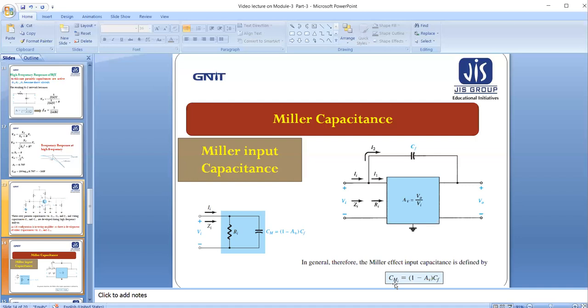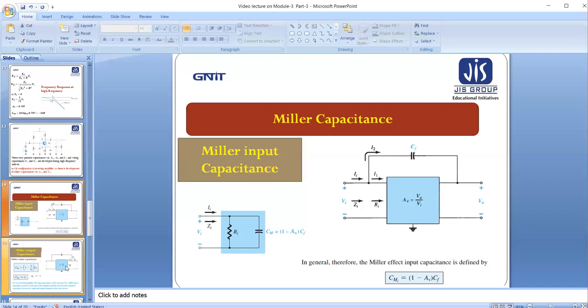That is not true. So when AV is given, always remember this is only applicable for an inverting amplifier. That means whatever the value of AV, always place a negative sign before it. It means that it is an inverting amplifier gain. So place that negative value in that position. Negative, negative, positive. So CMI equals 1 plus AV into CF, where CF is the feedback capacitor.